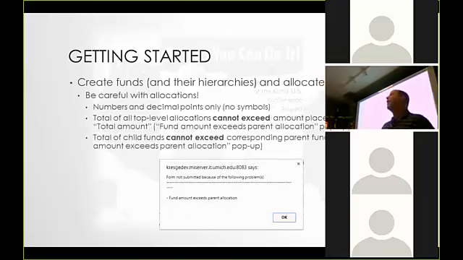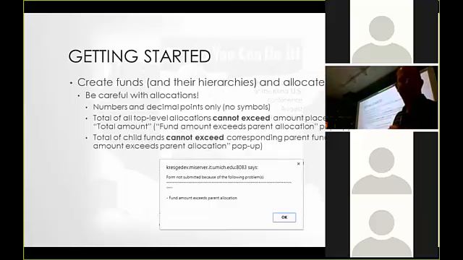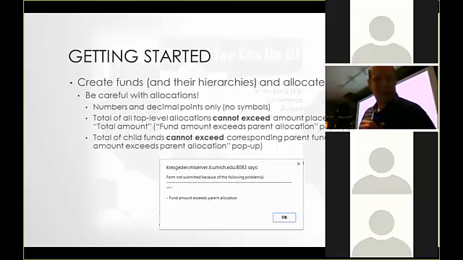Be careful with allocations. You can enter allocations as you are creating the funds. Note that you can only use numbers and decimal points in the box where you insert funding. And so the important thing: the total of all top-level allocations cannot exceed the budget total amount. That is to say, the amount you inserted in the budget when you were creating it or when you were modifying that budget. Attempting to do so will give you a nasty pop-up that says fund amount exceeds parent allocation.